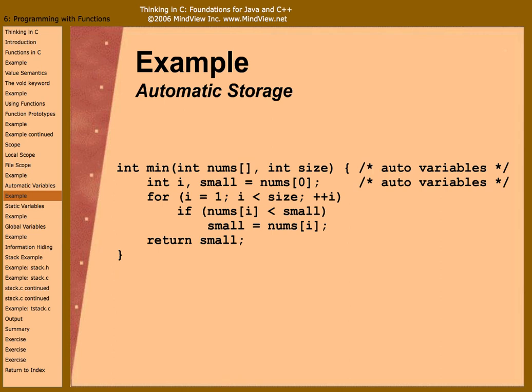All of these are automatic variables. They are allocated on the stack every time you enter this function. Small is reinitialized every time you enter this function with the first element of whatever array you passed it. And then when you leave this function, those variables are unavailable.